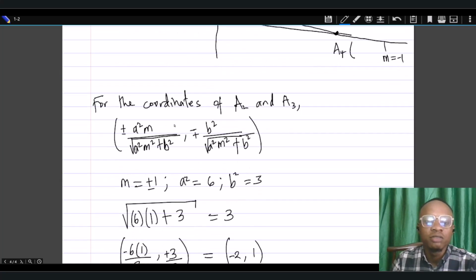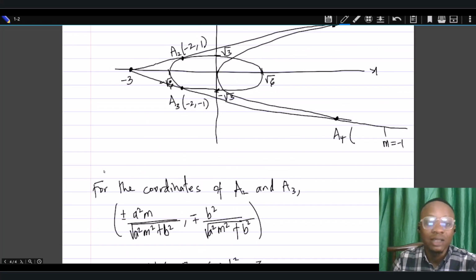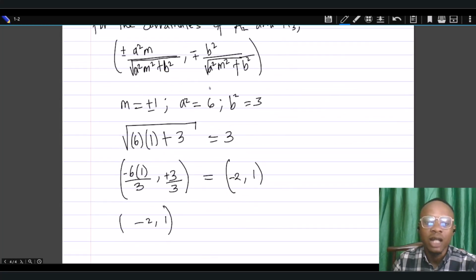So if we reverse the sign of this, we know it will give us minus 1. And how do we know what exactly it should be? We just know from the sketch that x is meant to be negative here, because this is the negative portion for the x-axis. This is the negative portion for the y-axis. So this is minus 2 and minus 1. This is minus 2 and 1. All right, so we are done with that portion.